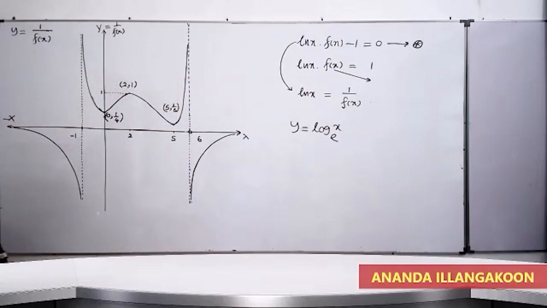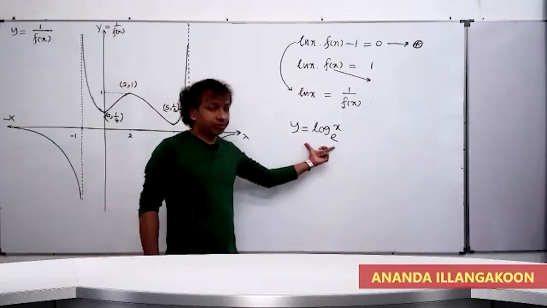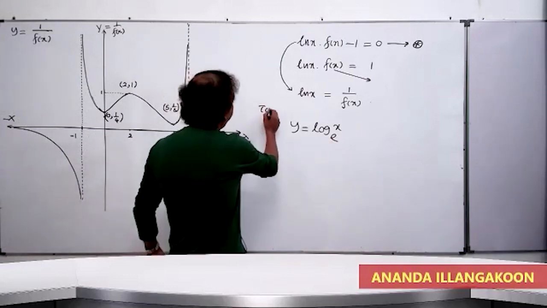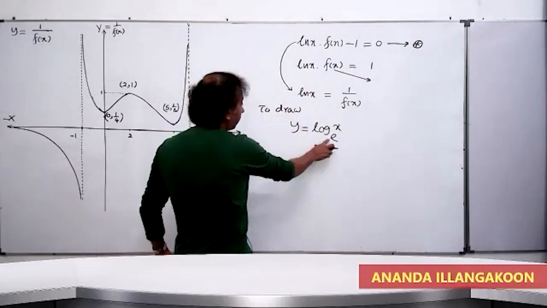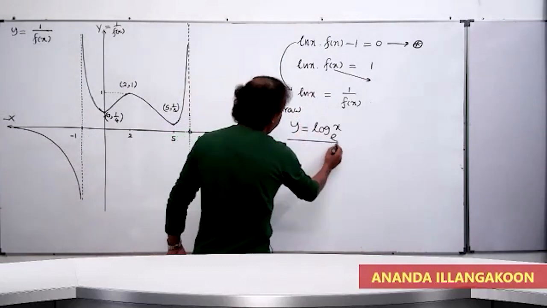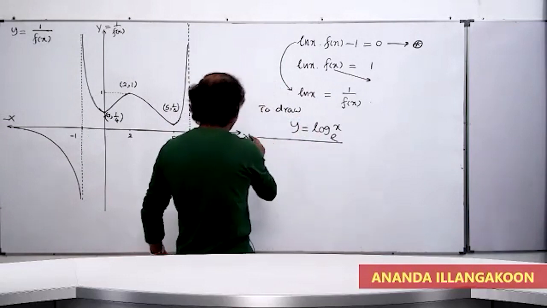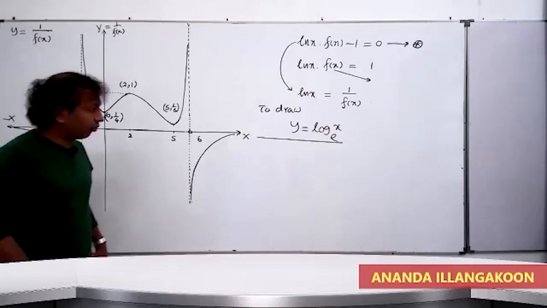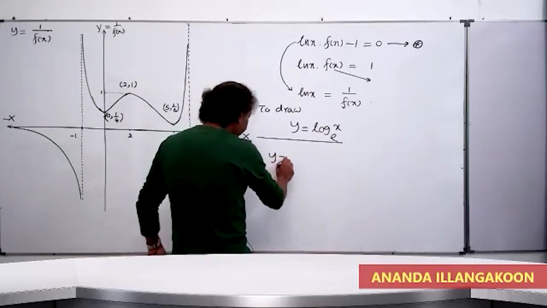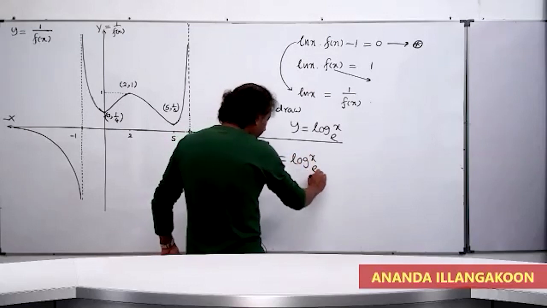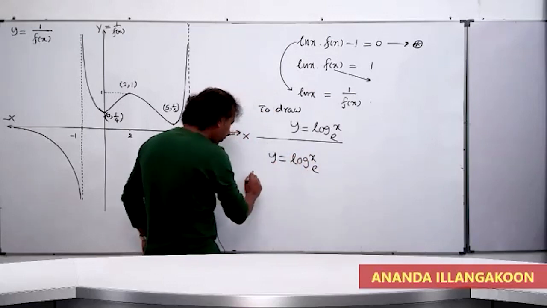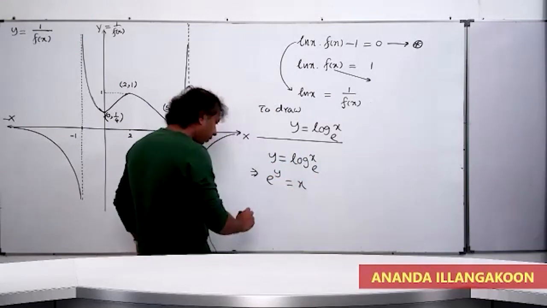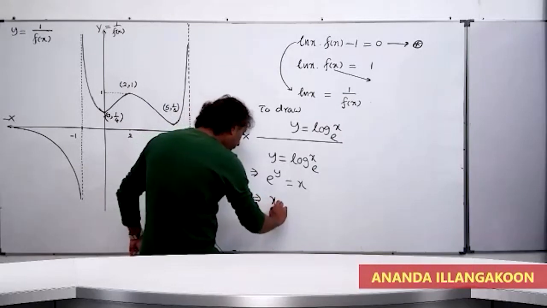Okay. Now, people, we have to draw this graph. Then we'll try to draw y equals log x. How to draw this graph, people? y equals log x will be, bring this e to this side. This gives us e to the power y equals x, no? That, in other words, x equals e to the power y.